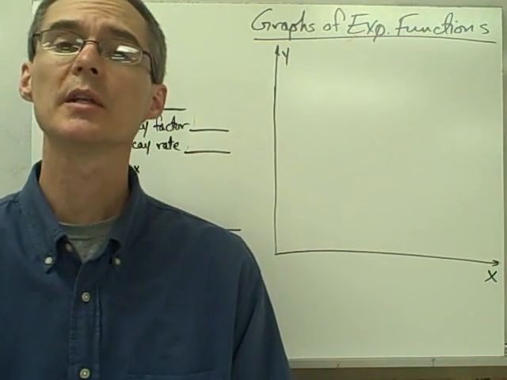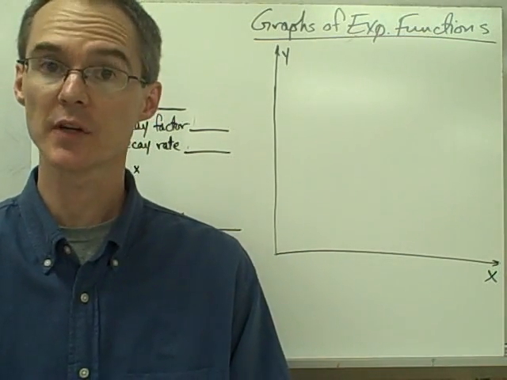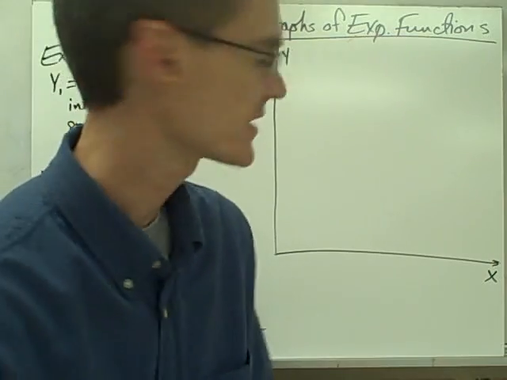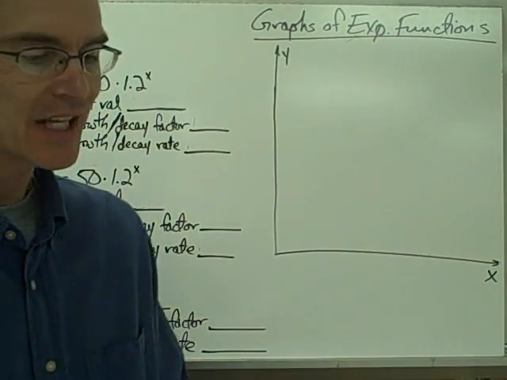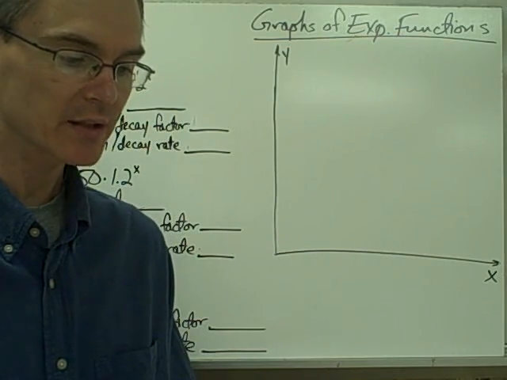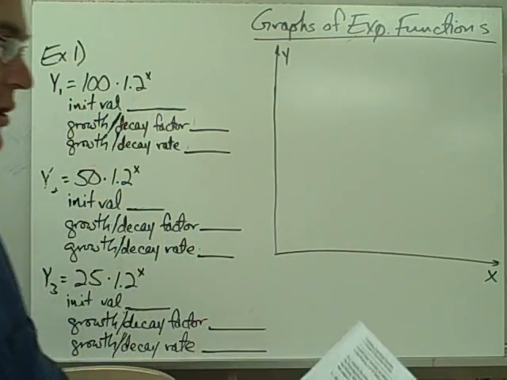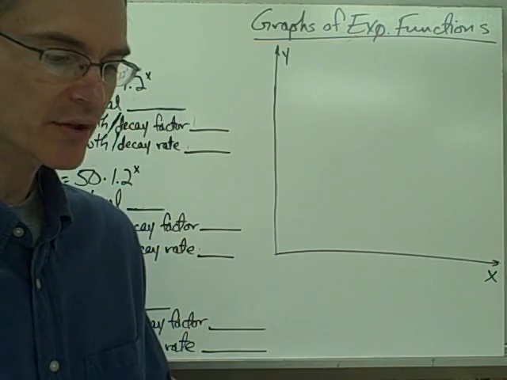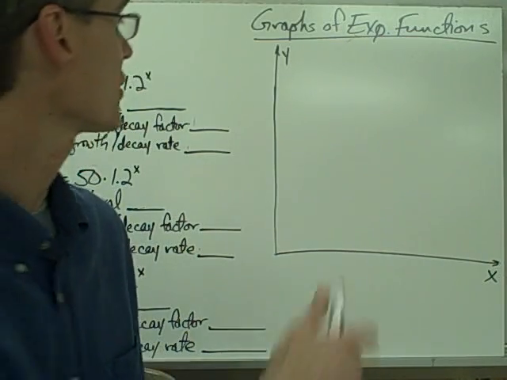Okay, in this video we're going to be looking at graphs of exponential functions. In our first example it says identify the initial value, the growth or decay factor, and the growth or decay rate for each of the three equations listed. Then enter the equations into your calculator and sketch their graphs on the axis.